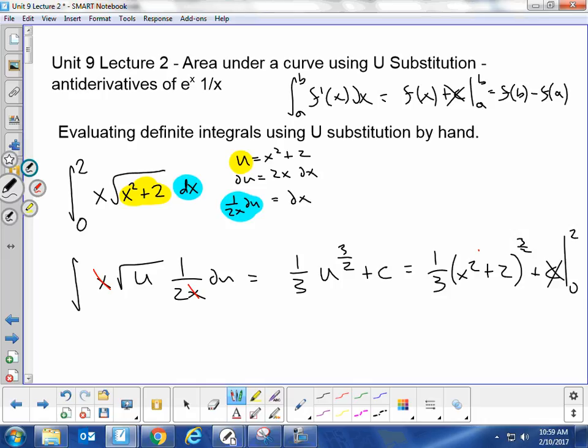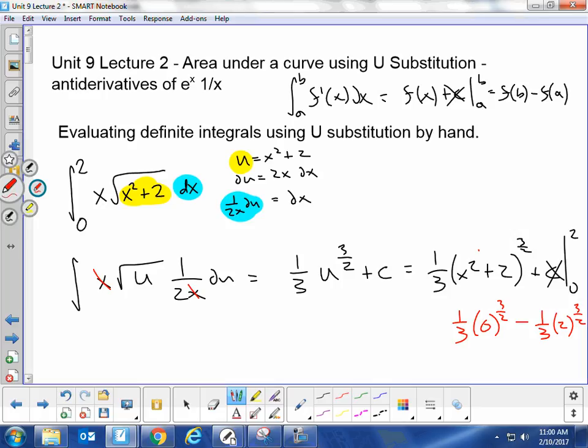Now these answers are not nice, but they are the answers nonetheless. I plug in 2, I get 4 plus 2, which is 6 to the 3/2 times a third. And then I plug in 0, I get minus 1/3, 2 to the 3/2. Right? That's fine. Perfect. That's the correct answer. We can check using our calculator.